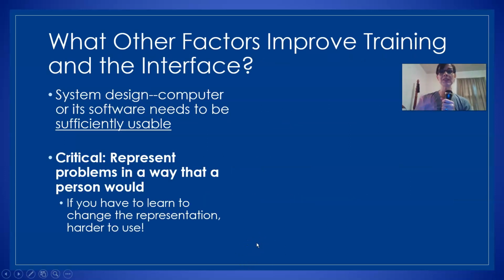So, system design becomes really important. The computer or its software needs to be sufficiently usable. One of the things that sometimes makes certain types of programming difficult is that some of the languages have a really steep learning curve, and there's not always a lot of information out there to help you learn that from a beginner's perspective. So I like things like Codecademy that are really helpful in that regard.